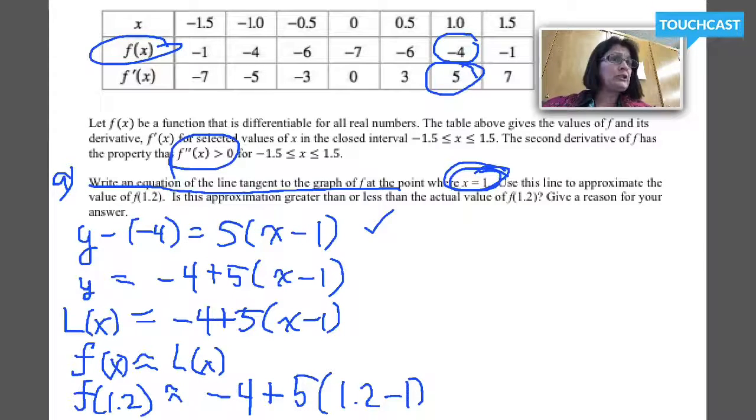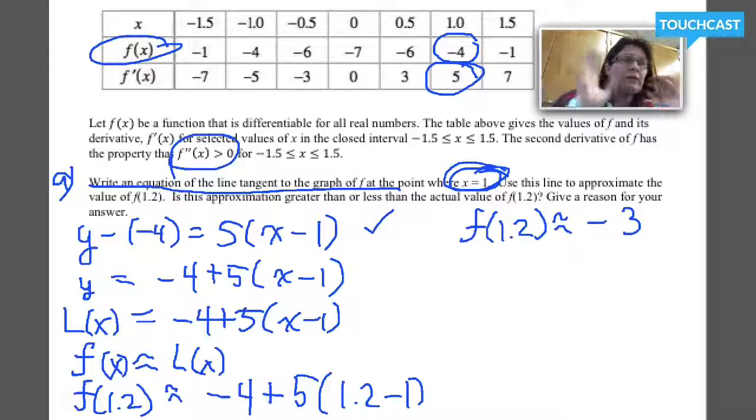You have no obligation to simplify that expression, but I'll just point out that if you have so far avoided the temptation to distribute that 5, you'll find that the computation is actually easier if you do the subtraction first. 1.2 minus 1 makes 0.2. So I'm going to say that my f of 1.2 is approximately equal to negative 4 plus 1, which is negative 3. At this point, we have the right answer. And as long as there's been no mistake, you're going to be fine.